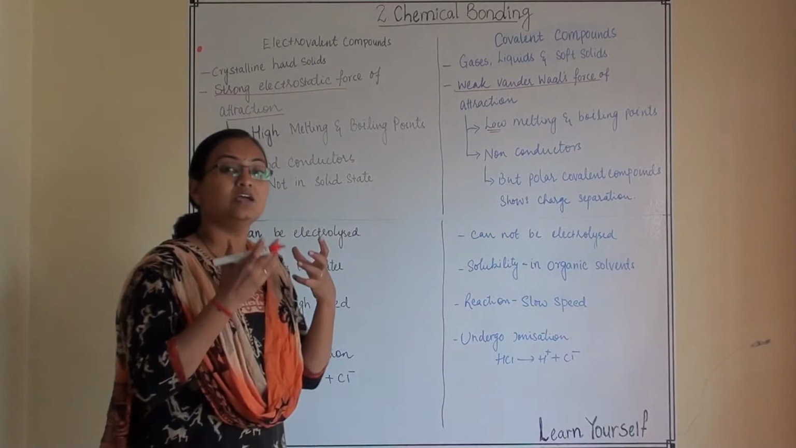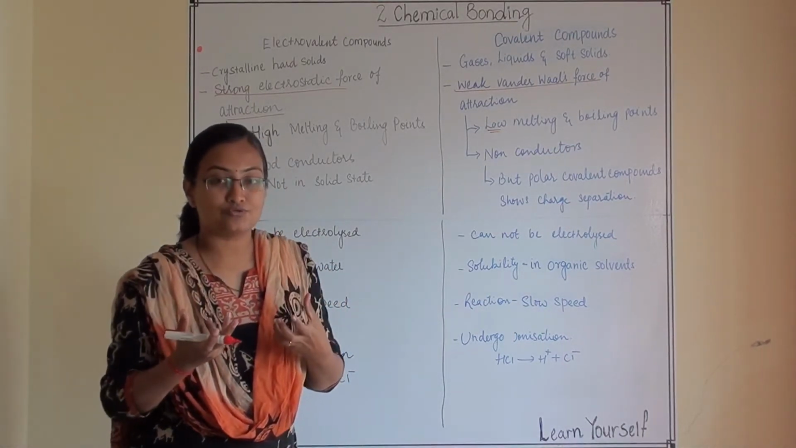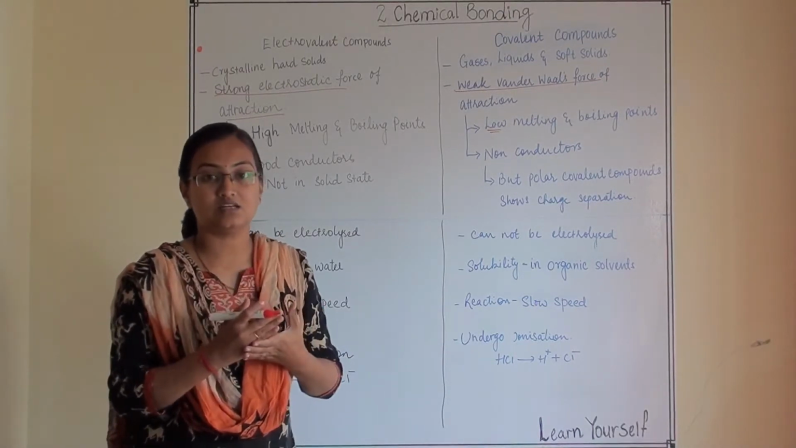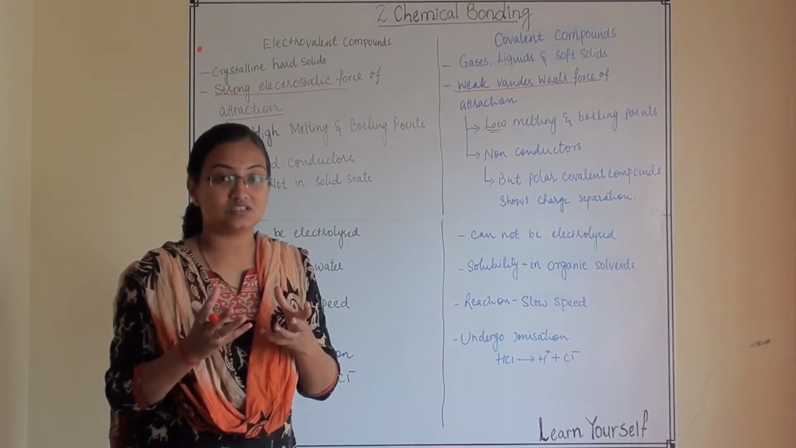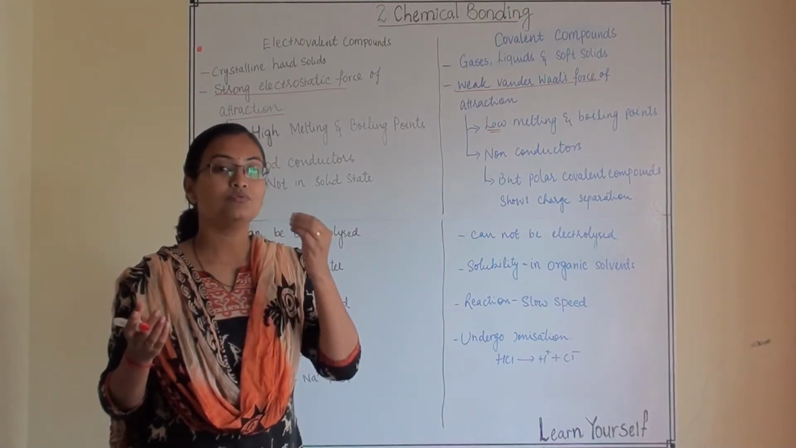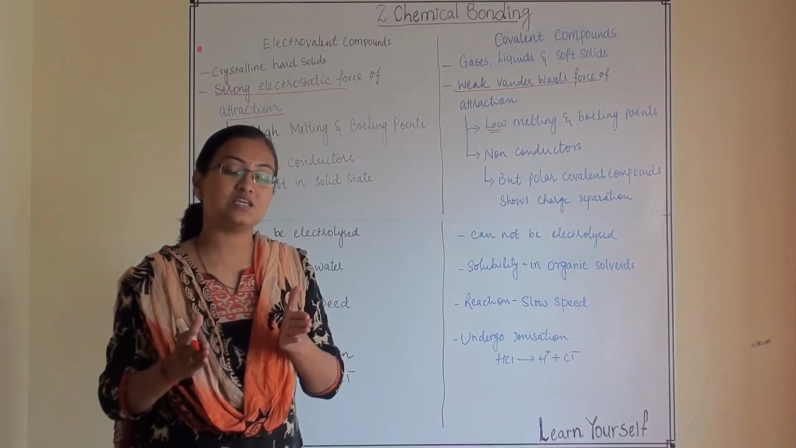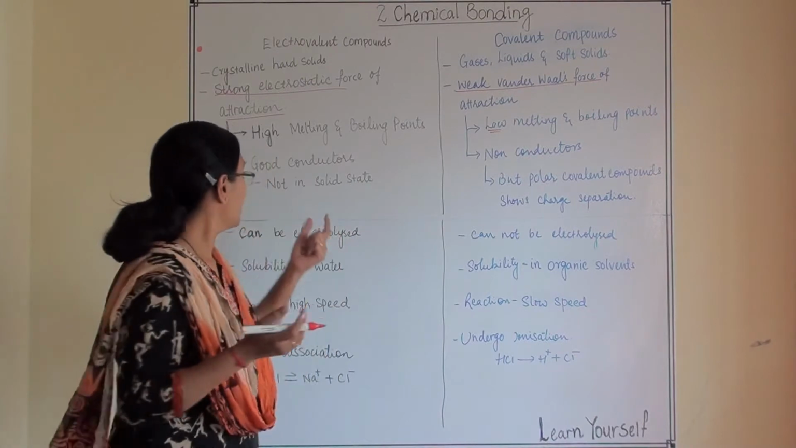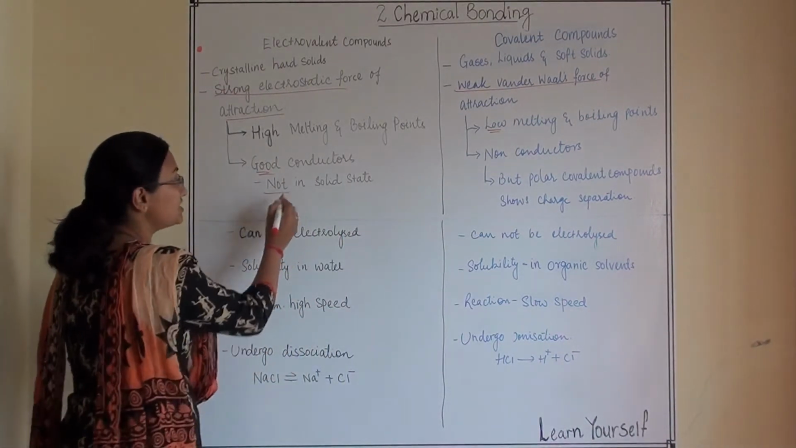When we put any electrovalent compound in an aqueous solution, it will dissociate into ions. For example, NaCl, common salt, sodium chloride. When it is in a solid state, it cannot conduct electricity. But when we put the same salt in water, it will dissociate into Na plus and Cl minus, and they can conduct electricity. So they are good conductors of electricity, but not in a solid state.